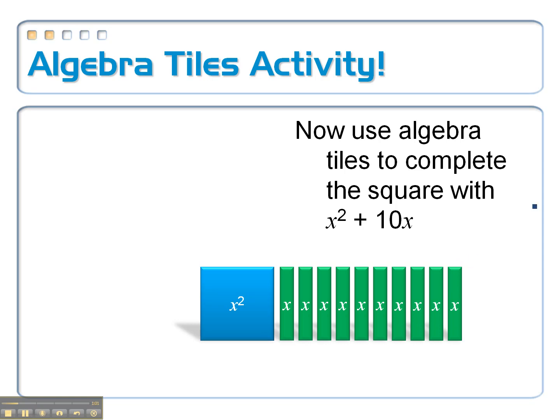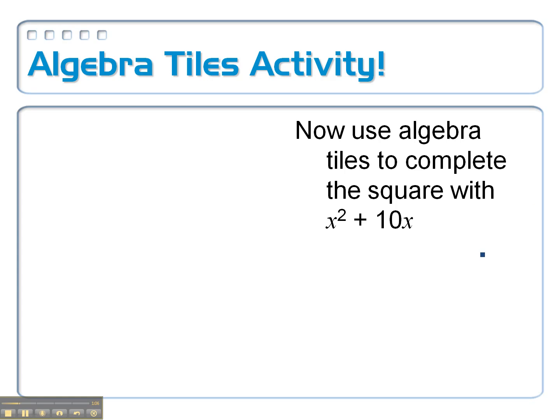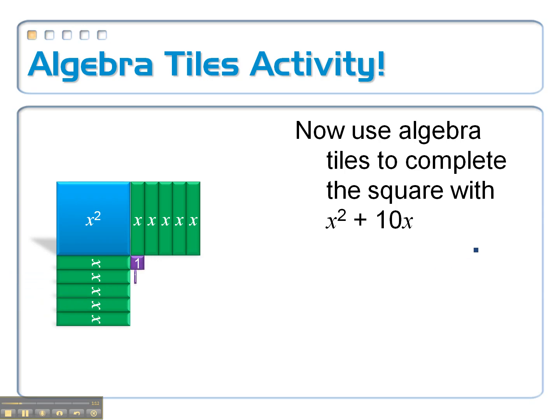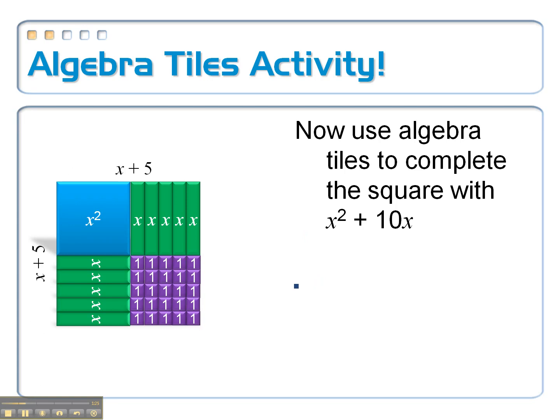Alright, so hopefully you were able to get it, and then it should turn out looking like so. So you take your big x squared, you put half of them, or 5 of those x's, on one side, half of them, 5, on the other side, and fill in the gap with unit squares. How many unit squares are we going to need? Well, one side is 5, the other side is 5. 5 times 5, or 5 squared, equals 25.